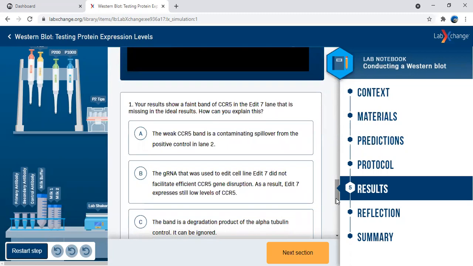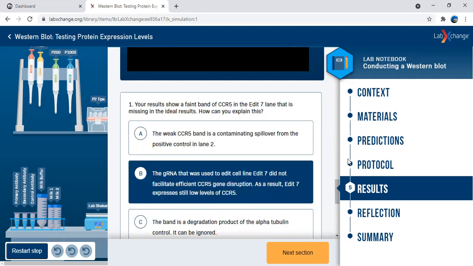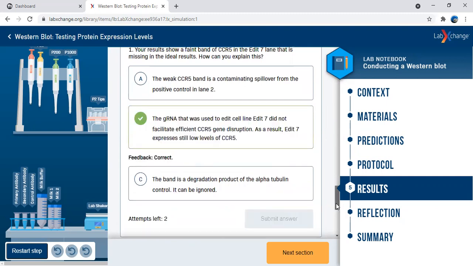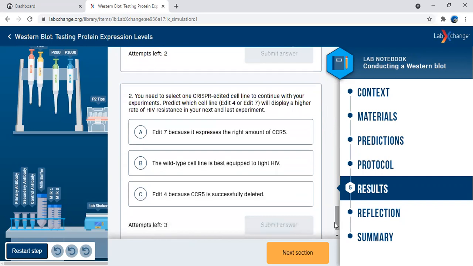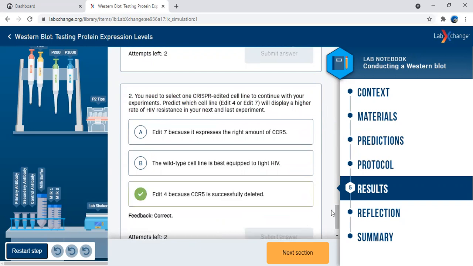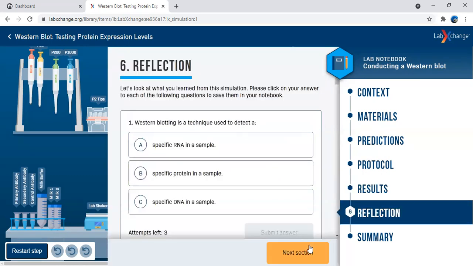The results show a faint band of CCR5 in the lane 7 cells that is missing in the other lanes. How can you explain this? Well, the lane 7 cells do not facilitate the CCR5 gene disruption, so it would be reasonable to say that's why it expressed it. You need to select one CRISPR edited cell to continue with your experiments. Predict which cell line, 4 or 7, will display higher rate of HIV resistance. It'd be 4 because CCR5 is deleted, unlike 7, which showed it in my lane.